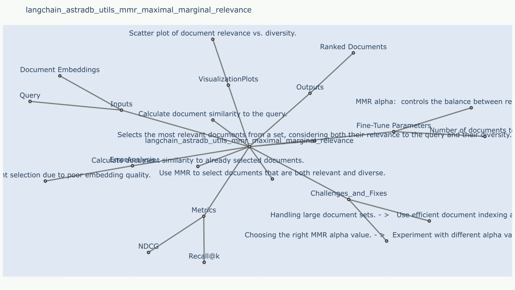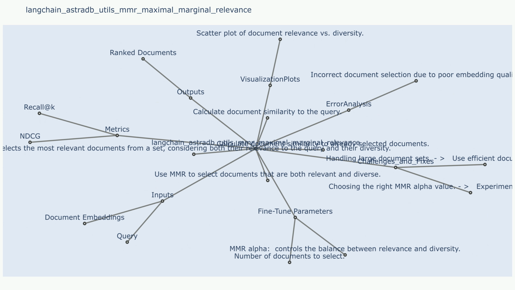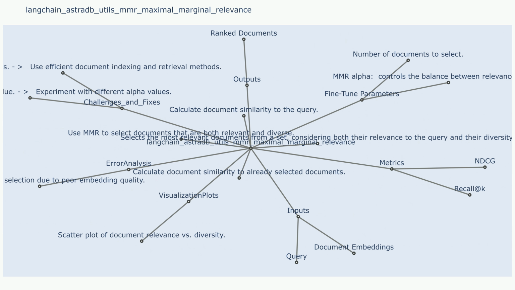Metrics. Recall, the proportion of relevant documents that are retrieved. Precision, the proportion of retrieved documents that are relevant. Diversity, a measure of the difference between the selected documents. Visualization plots. Scatter plot showing the relevance and diversity scores of each document. Heat map visualizing the similarity between selected documents.